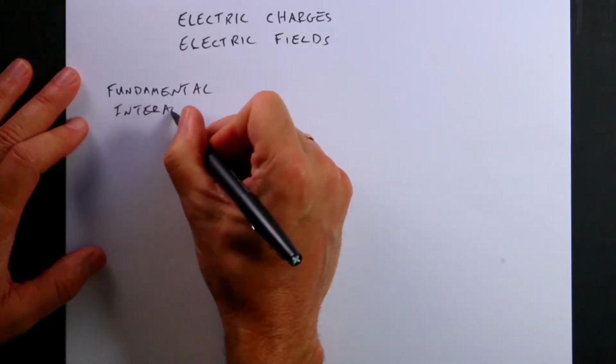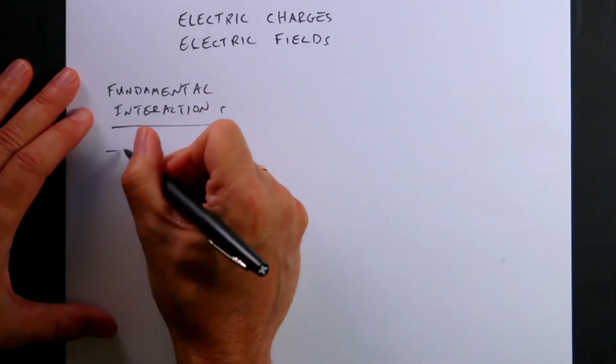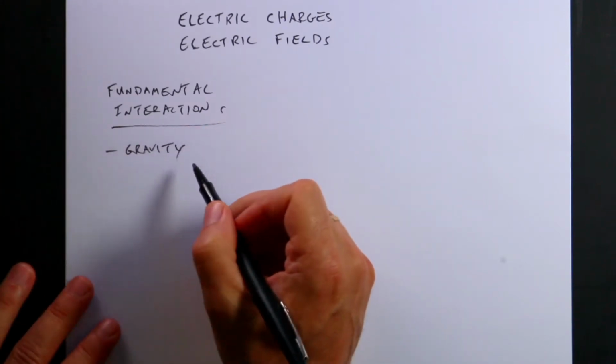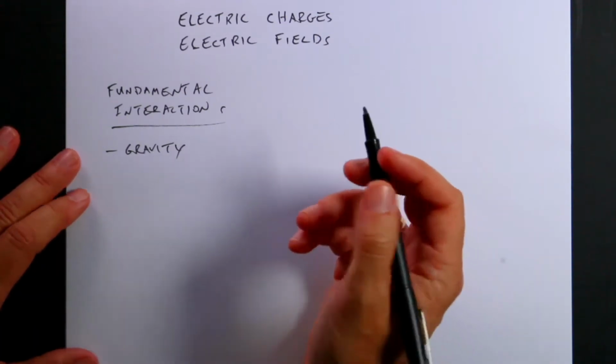Why do I have to write this out? Should I write this out? Okay, so we have gravity. This is an interaction between objects that have the property mass, which is most everything.